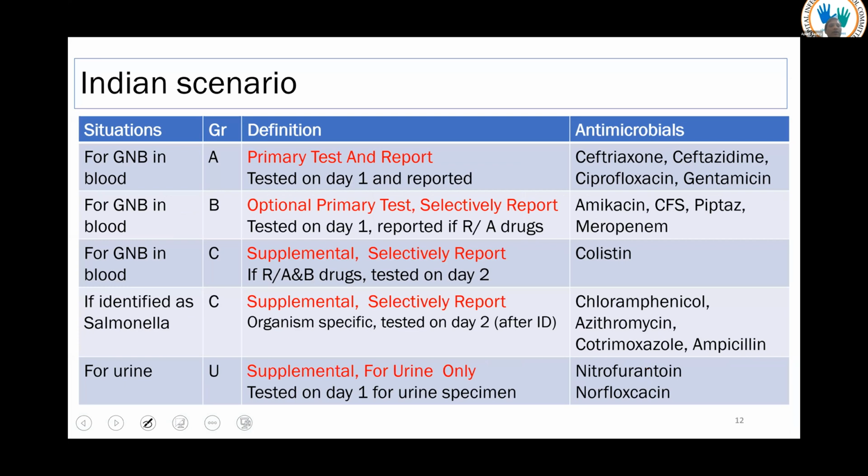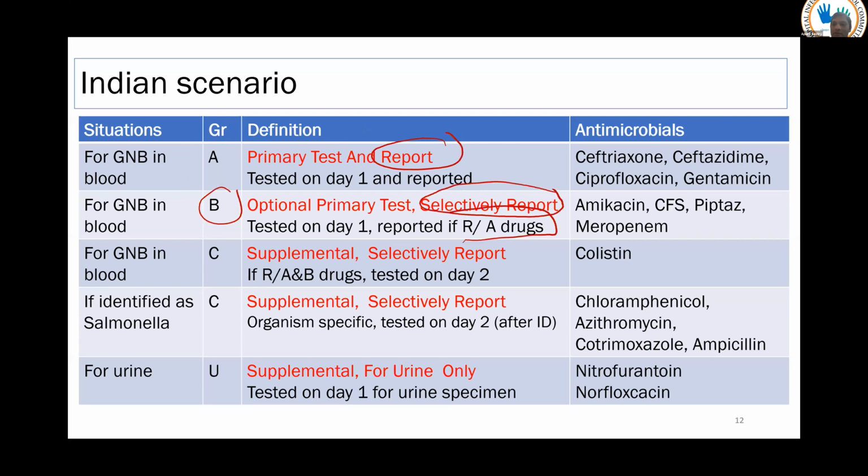Okay, what can we do in the Indian situation? In the Indian situation, we can have a modified version of the ABC classification. So for A and B, the concept is the same. A and B have to be tested on day one, and A can be reported on day one, whereas the B group of drugs can be selectively reported if resistance is exhibited to the A group of drugs.